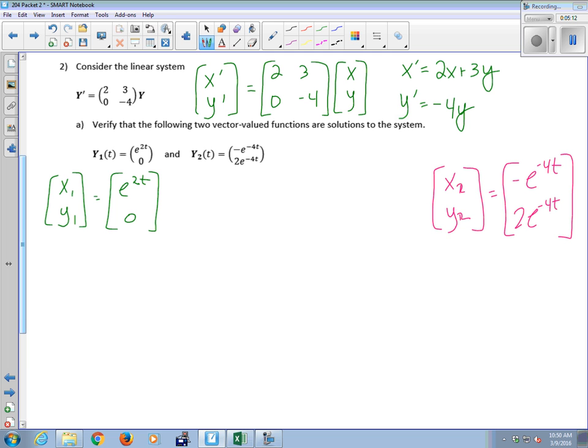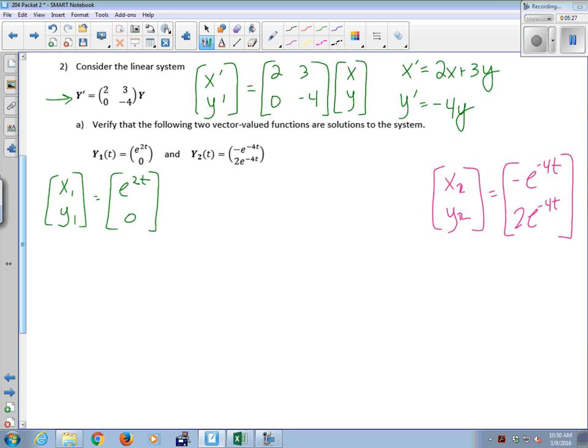Do we need a coefficient matrix to check whether or not they're solutions? Yeah, you need to know the original system. Yep, this is my original system, and I'm asking, are these two things solutions to it?